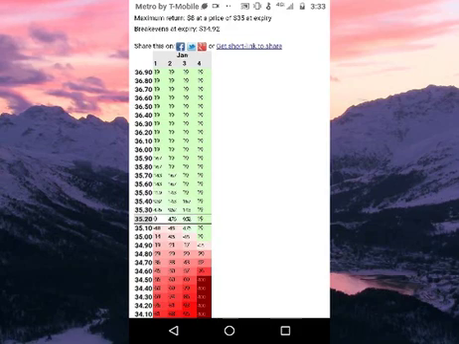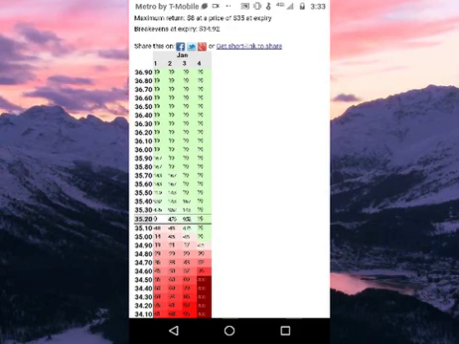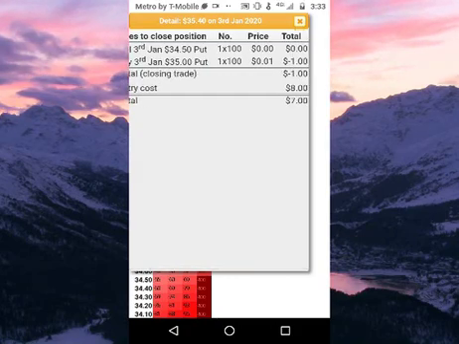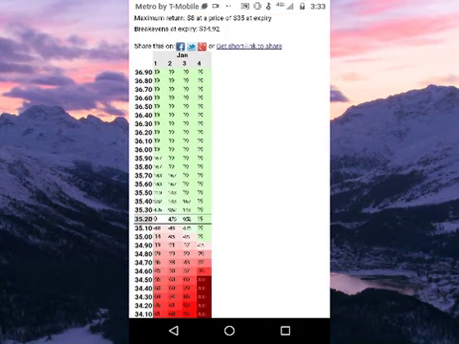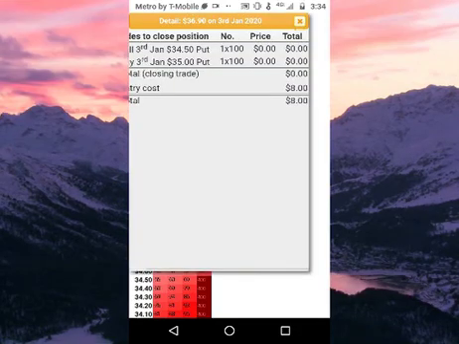This is a put credit spread. This is a bullish put credit spread. So we're going to click on that one. You can see we're making $7. The maximum we can make, even if the stock goes to $36.90, is going to be $8.